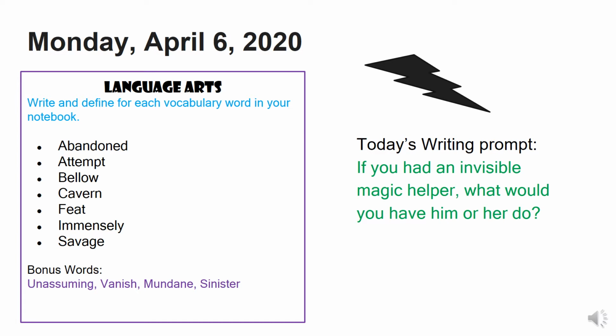I know you didn't think you were going to get away with not having vocabulary words. This week's words are abandoned, attempt, bellow, cavern, feet, immensely, and savage. Some of these words you may know or have heard before. Think about it. One of these words some of you use on a regular basis or have clothes with the word on it. Can you guess which word I'm referring to?